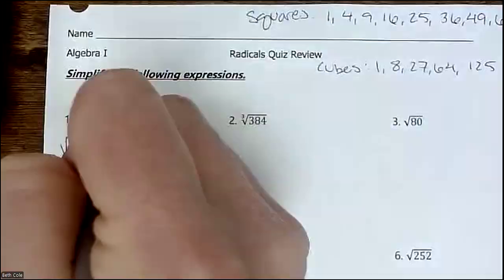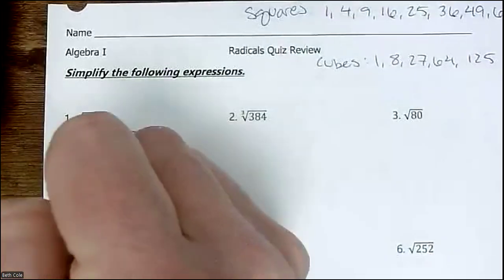What's your square root of 36? Because that's the one that works. That's good. So 6 square root of 3.